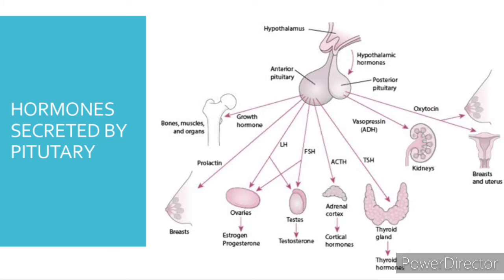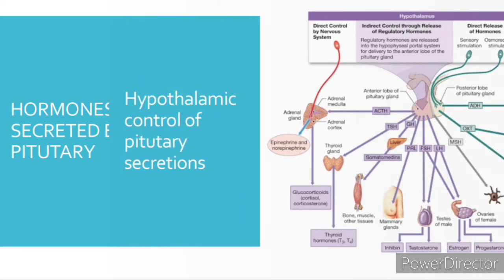We will learn about each hormone in detail in the coming slides, okay? And the middle portion of the pituitary is also there. So the middle lobe secretes MSH. It is not shown here in the diagram, but we will see it further, okay?